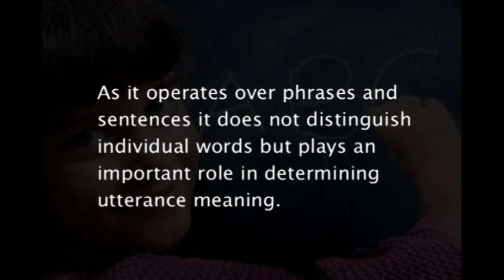Let us now discuss intonation. This refers to the pattern of rises and falls in pitch across a stretch of speech, such as a sentence or an utterance. Sentence is the written form and utterance the spoken form. Pitch here means the highness or lowness. As it operates over phrases and sentences, it does not distinguish individual words but plays an important role in determining utterance meaning. Edge tones occur at the end of phrases, including sentences. These shape the meaning in various ways and aid in processing sentence structure.